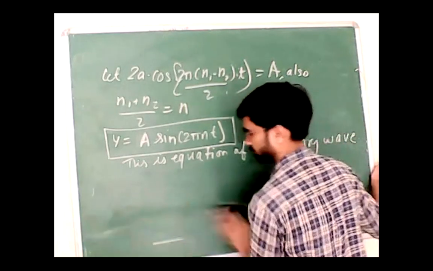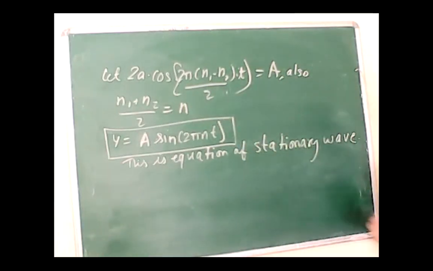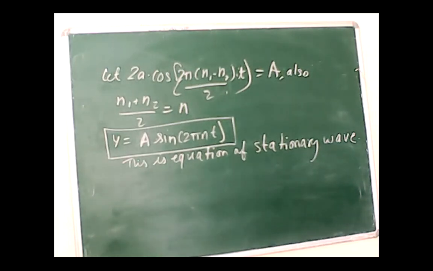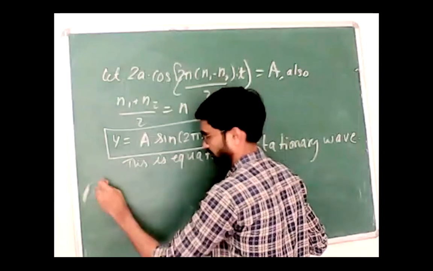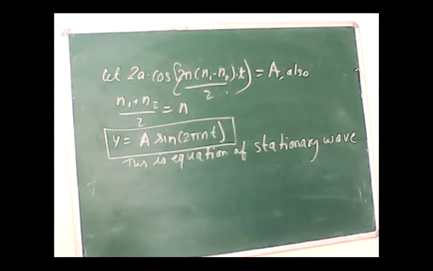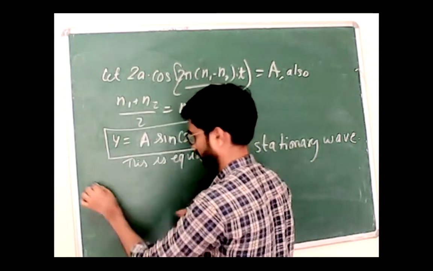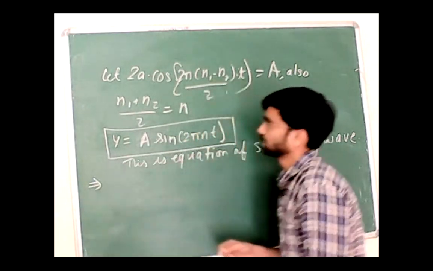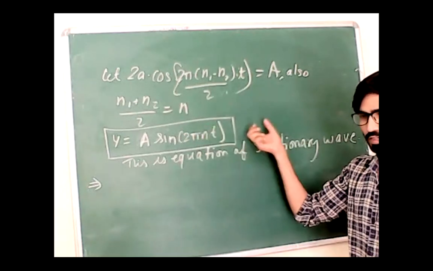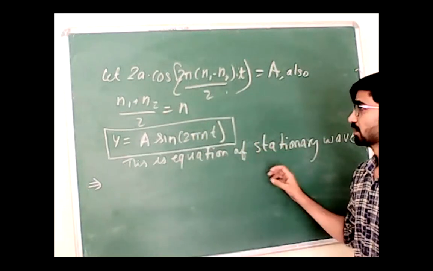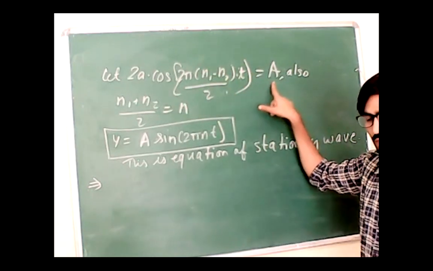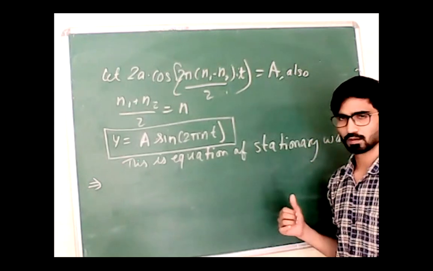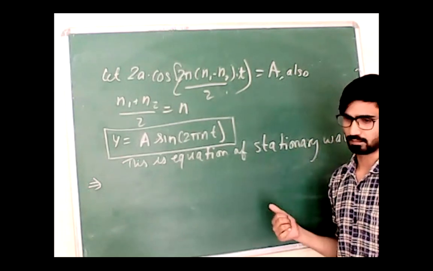Understood up to here? Yes, sir. Yes, sir. Okay, now next, so we have found the expression for the beats. Now we will use this equation, that is the expression for amplitude, to find the condition for waxing and waning.